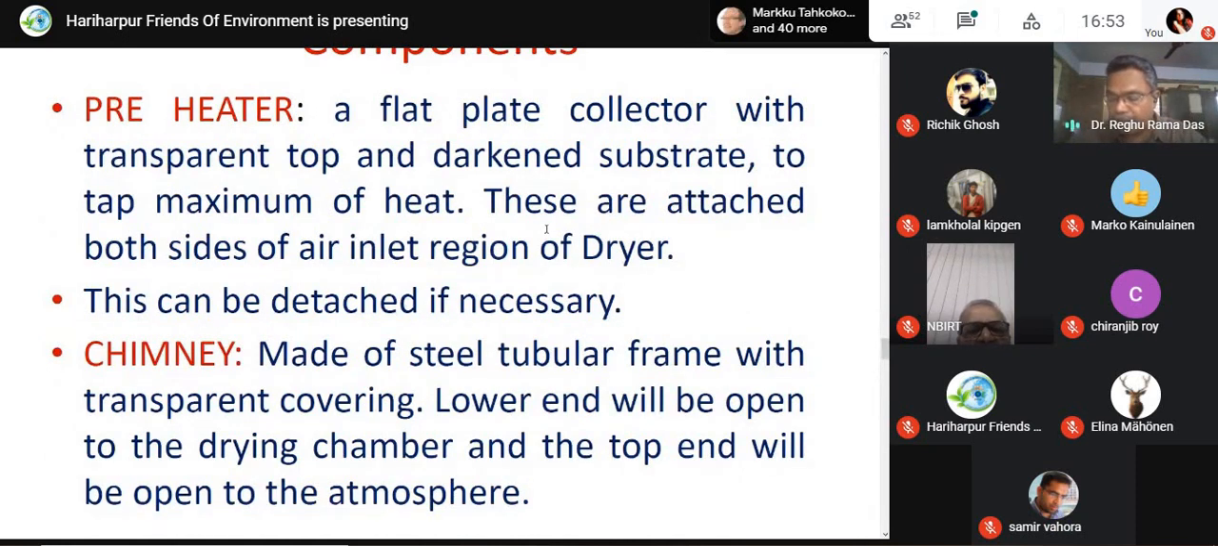The lower end of the chimney will be open to the drying chamber, that is, connected with the drying chamber, while the top end will be open to the atmosphere, as in other chimneys. Next slide, please.